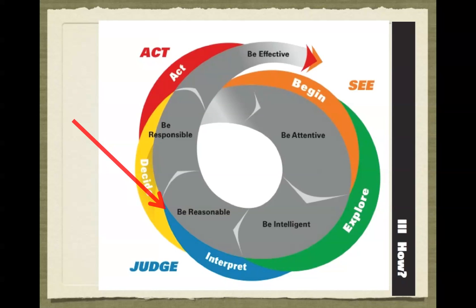So we've moved through begin, explore, interpret, decide, act. We've completed the explore phase. Now we're in the interpret or judge phase, and this is an important step before we get to decision and action. Often we rush from beginning or seeing to action, and we fail to explore and we fail to interpret the meaning of those things.